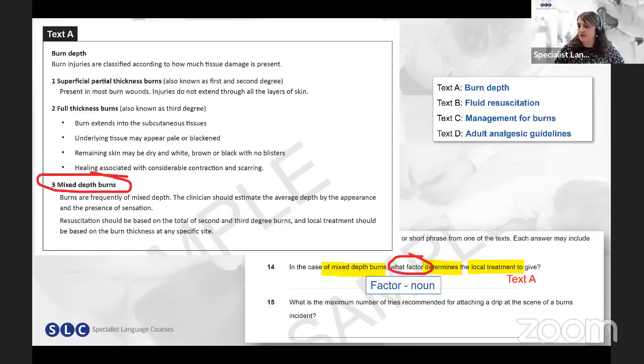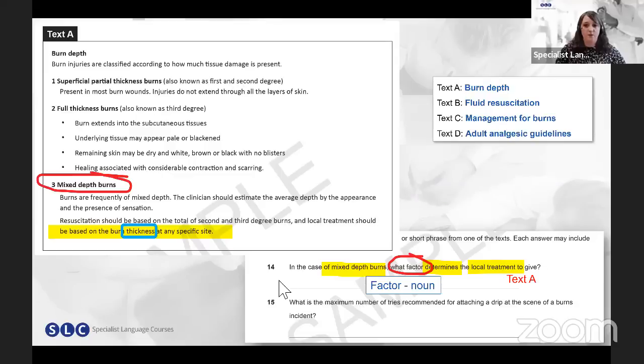All right. So when you're choosing your answer, just be careful that you refer back to the question. And make sure you choose the right part of the answer. So we're looking here. Resuscitation should be based on the total of second and third degree burns, and local treatment should be based on the burn thickness at any specific site. So most of you have identified this correctly, burn thickness.